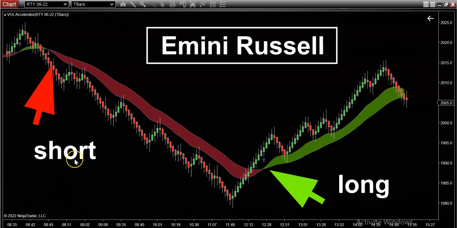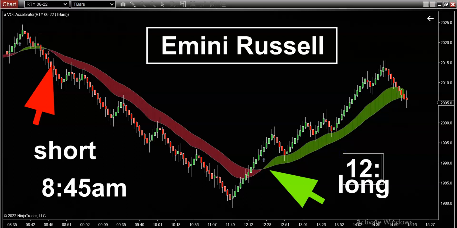To be honest with you folks, this was somewhat amusing today. We really only had 2 or 3 setups. Let me go ahead and timestamp these for you. We had a nice short signal at 8:45 a.m. on the dot. And then we had a nice long signal at 12:25 p.m. on the dot. That was it, folks.